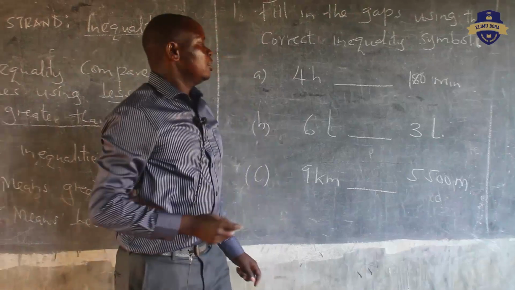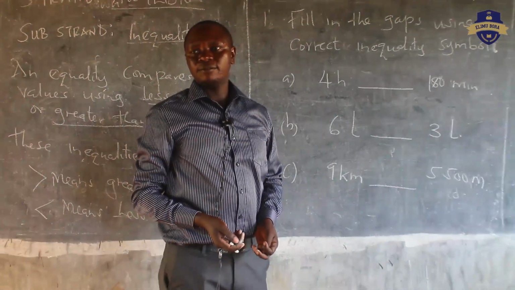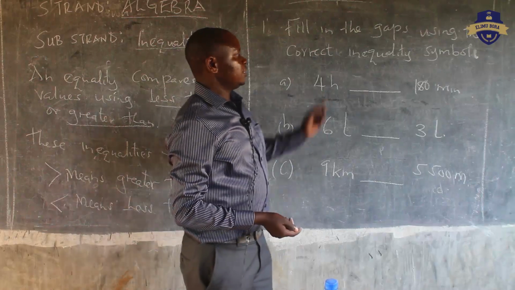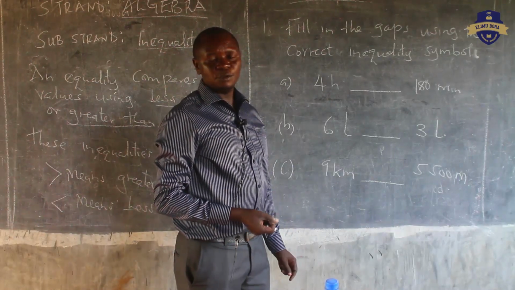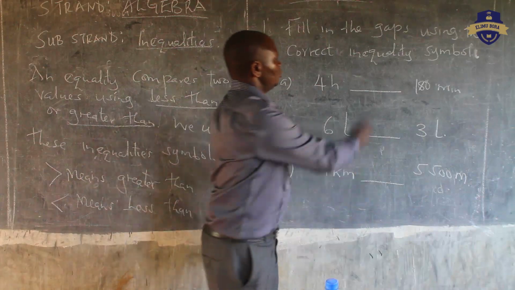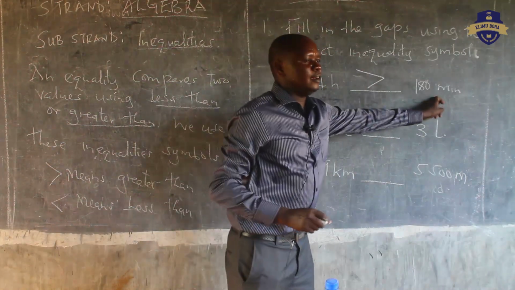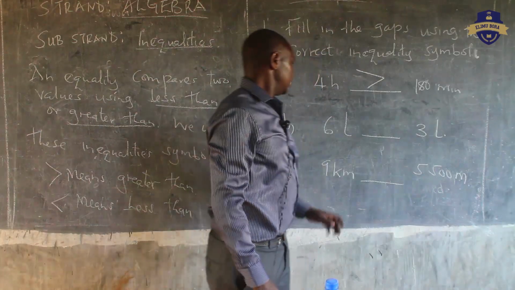Sinivo? So between 4 hours and 3 hours, which one is greater? So utasema aje? Which sign are you going to use? Greater or less than? So we are going to use the greater sign. Meaning 4 hours is greater than 180 minutes.